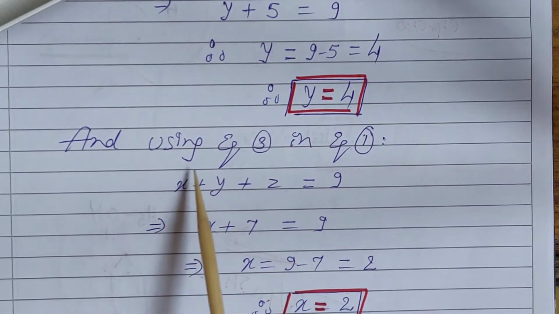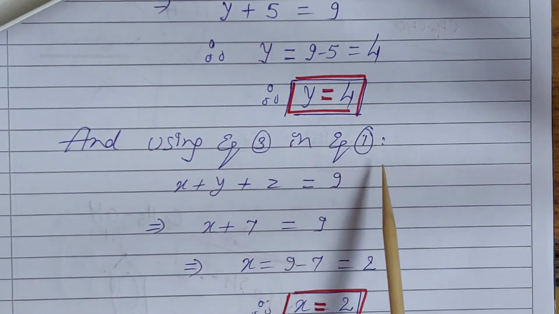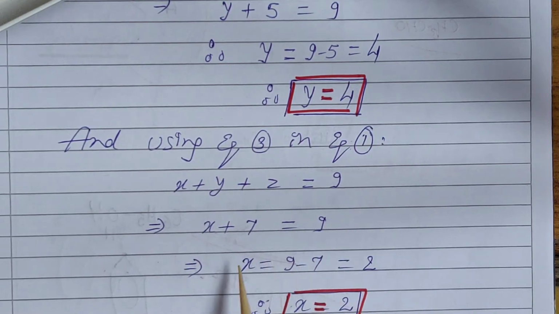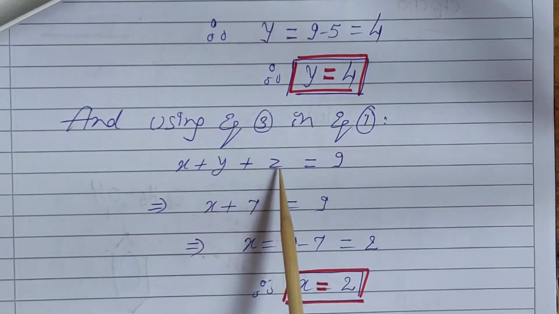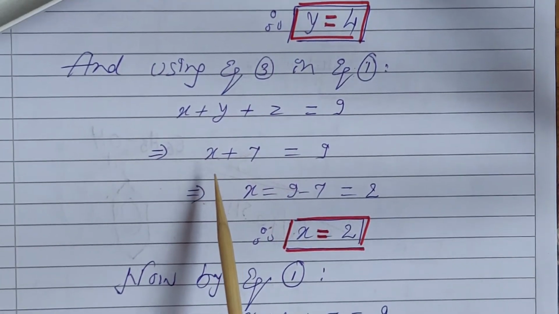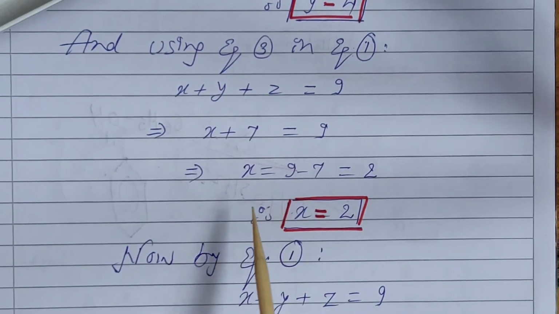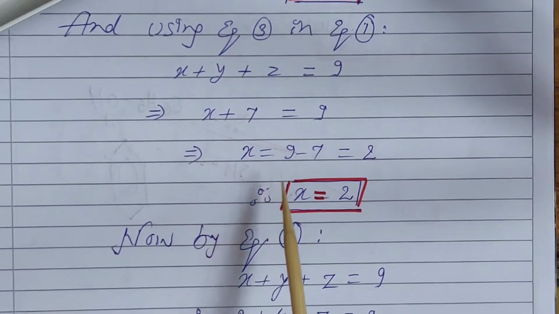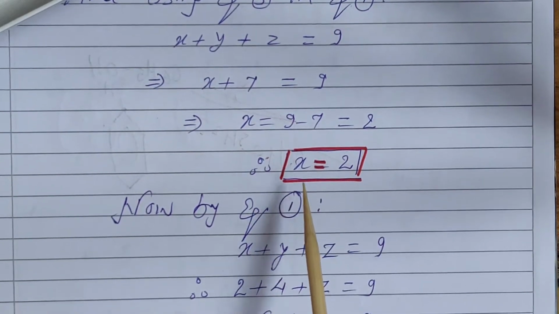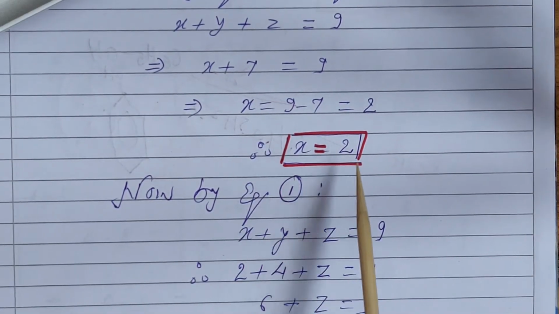Now using equation 3 in equation first, we get x plus y plus z equals 9. Again we put the y plus z value, that will be 7, in this equation. We will get x plus 7 equals 9. And therefore x equals 9 minus 7. We can get easily the value of x equals 2.